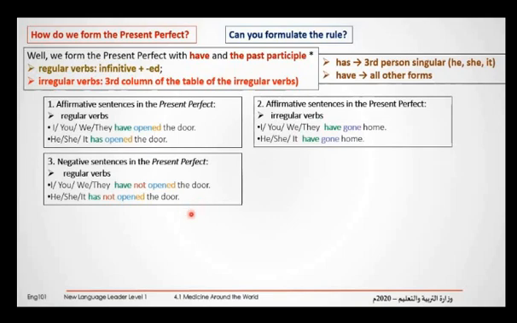What about the negative sentence in the present perfect with regular verbs? We can say I, you, we, or they have not opened the door, or haven't opened the door. He, she, or it has not opened the door, or hasn't opened the door.